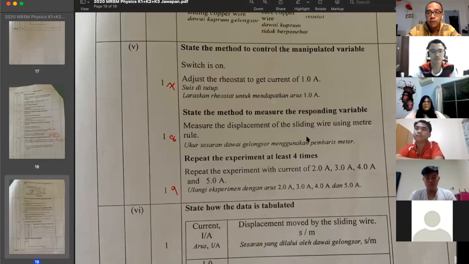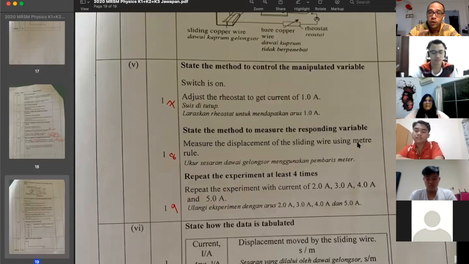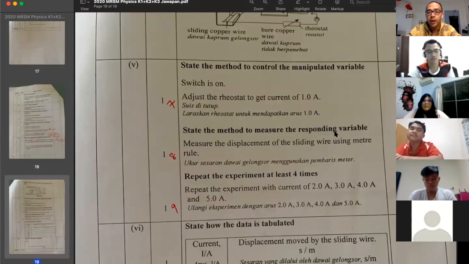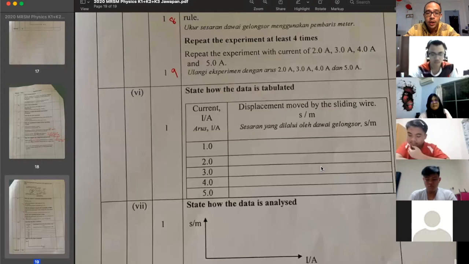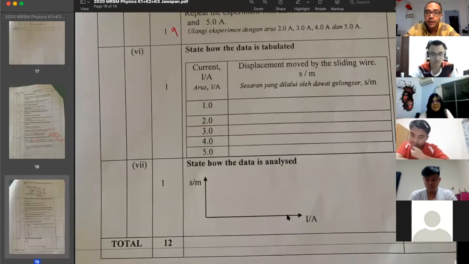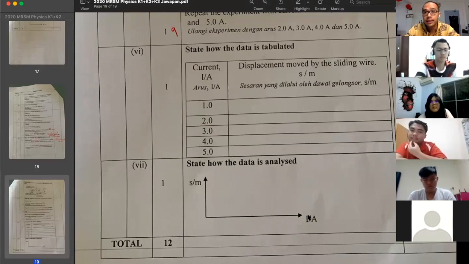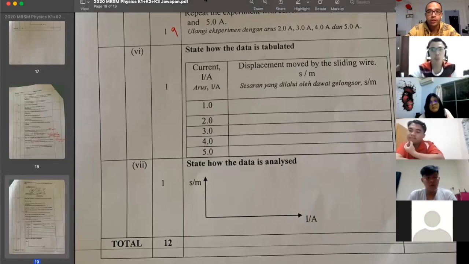Okay, always don't forget this. Responding variable. You need to tell me how you measure. No? Don't just say measure the displacement of the sliding wire. Stop. Tiada markah. You must tell me apa alat yang kamu pakai. Okay, to measure the responding variable. Very important. Okay, so the same thing over here, the graph and this one. So I will share this scheme with your respective groups after this class. Okay, so you don't have to, like screenshot. Nanti saya akan share juga ini.